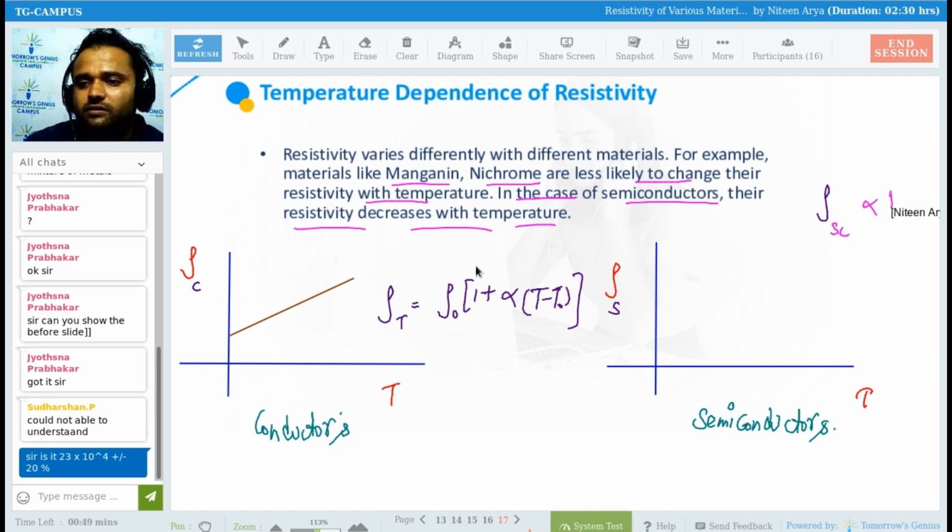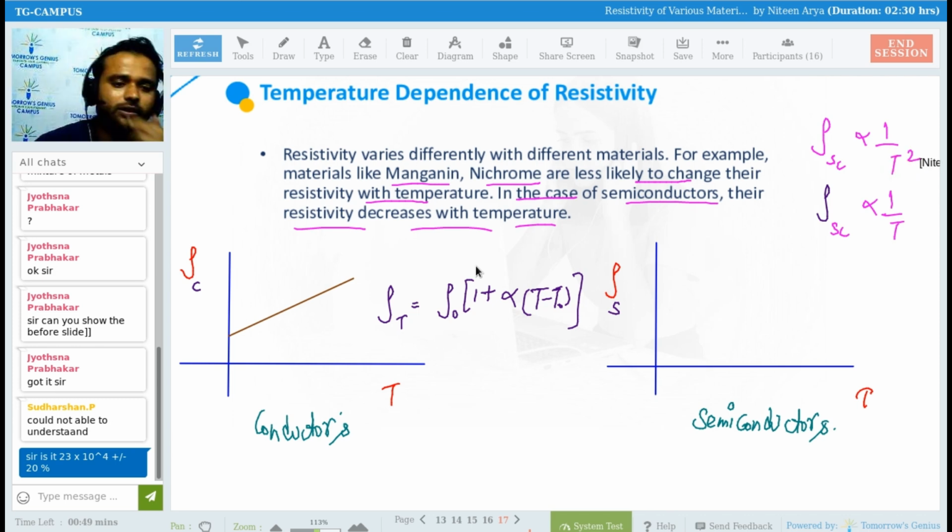I mean, this way, or SC stands for semiconductor, 1 by tau square? Why should I write tau? In this way, or in which way? The sentences you write are in a correct manner, in a correct formula, but in which way?